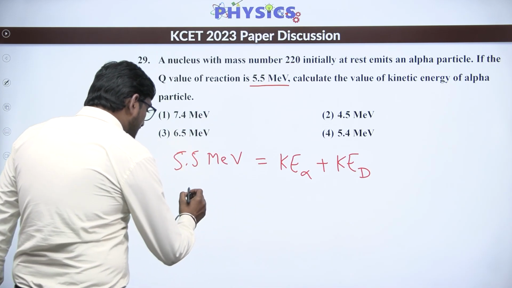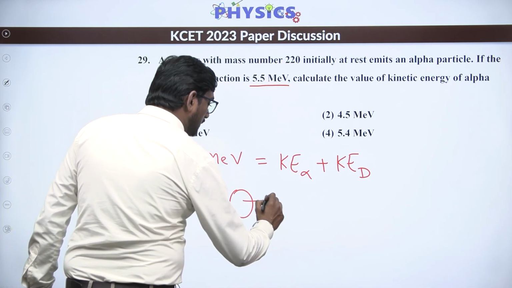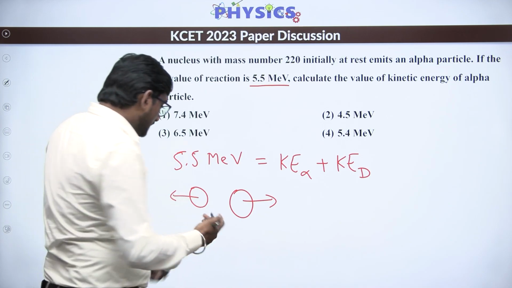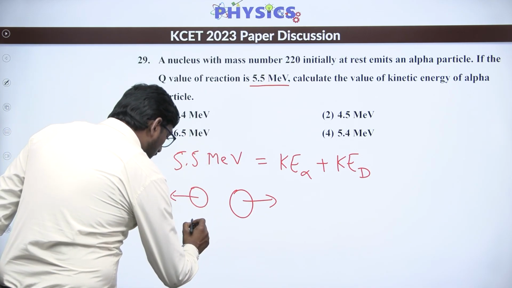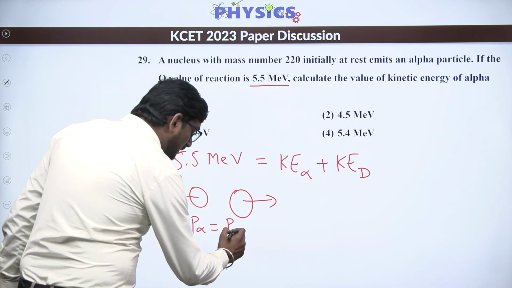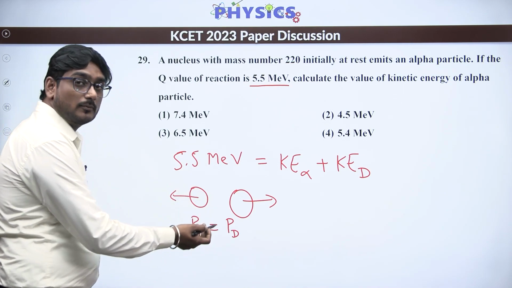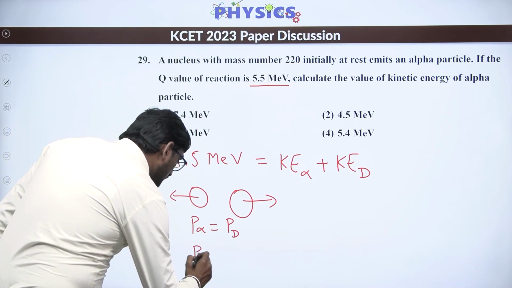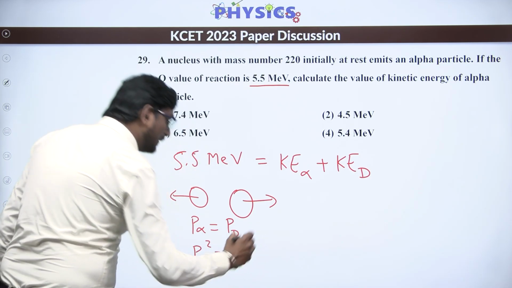So we can say that if the alpha particle moved in this direction and the remaining decayed particle moved in this direction, their momentum would have the same magnitude. So momentum of this alpha would be equal to momentum of this decayed particle, right? Momentum of alpha is equal to momentum of the decayed particle. So momentum of alpha square would be equal to momentum of the decayed particle square.